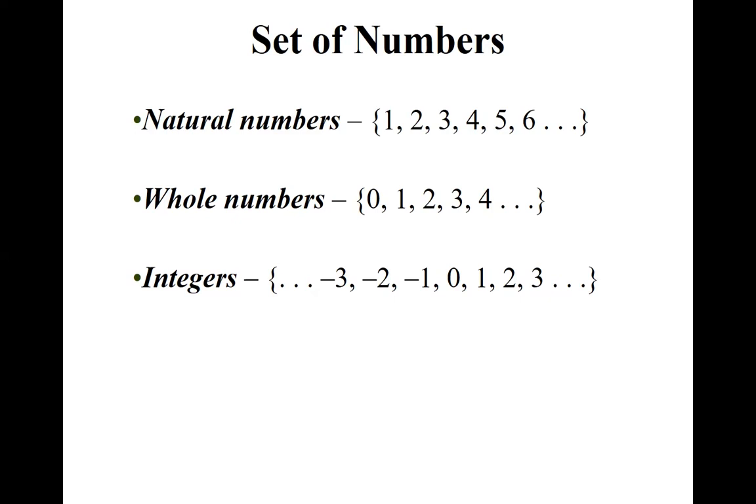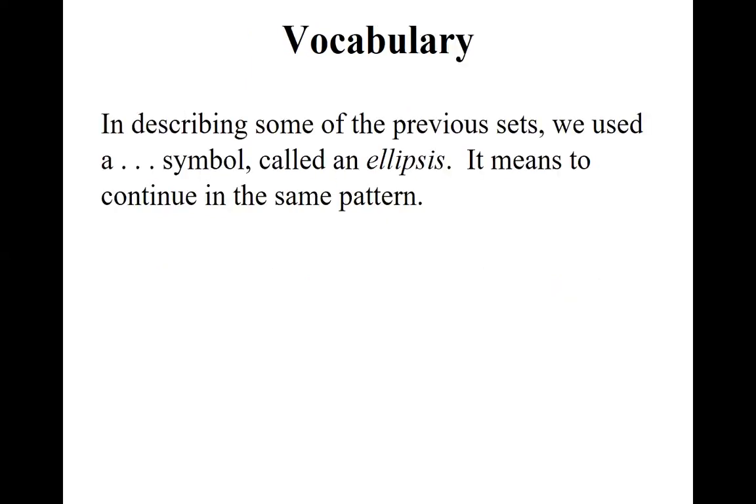And we have these dots indicating going on forever in one direction or another or both. A bit of vocabulary. That dot symbol is called an ellipsis. And an ellipsis just means to continue in the same pattern.